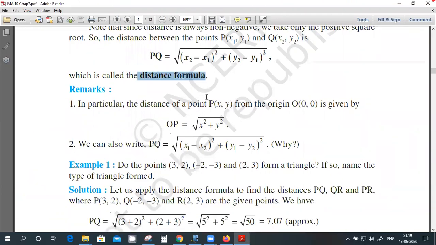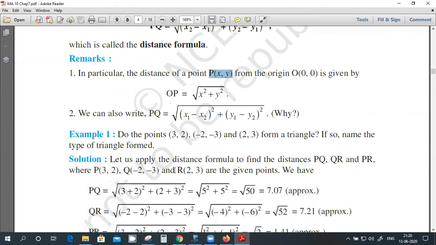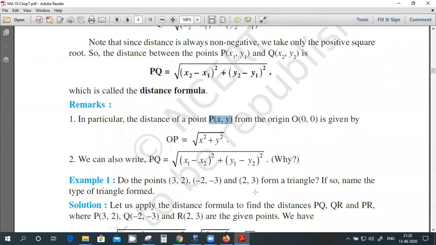The distance of any point (x, y) from the origin will be this one. From the origin, because one of the points is 0, 0. So if I put 0 for x1 and 0 for y1, I get x squared plus y squared. This is trivial.